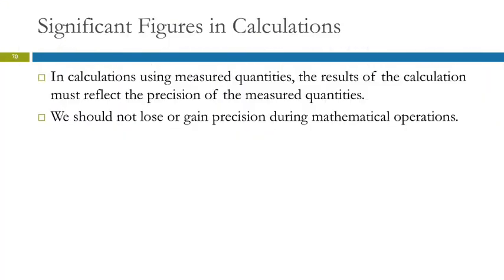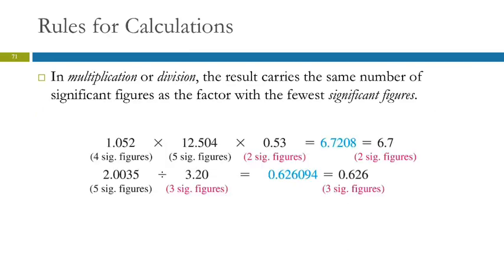Good questions. Okay, so we do calculations with these measured quantities, and sometimes we gain digits and sometimes we lose digits. And so we don't want the calculation to cause us to gain or lose precision in the answer. So we have to have some rules again. Multiplication and division are related operations, and so there's one rule for both of them. In multiplication or division, the result carries the same number of significant figures as the factor with the fewest significant figures. So 2 examples here.